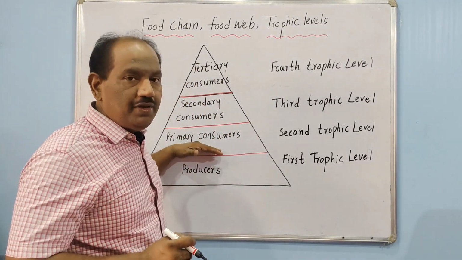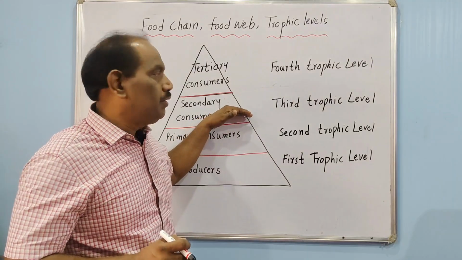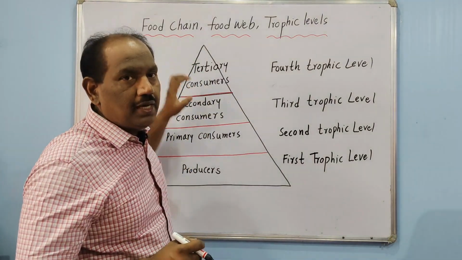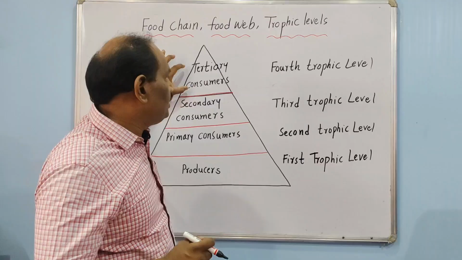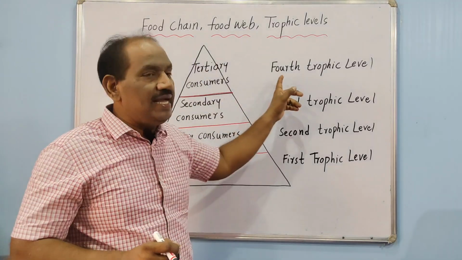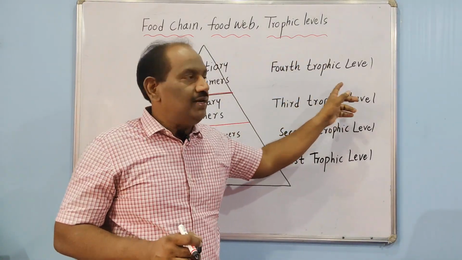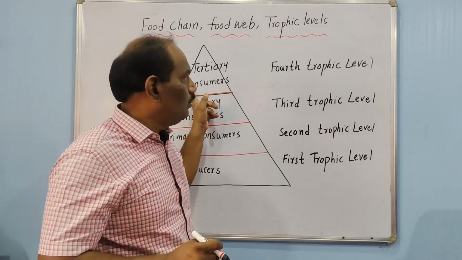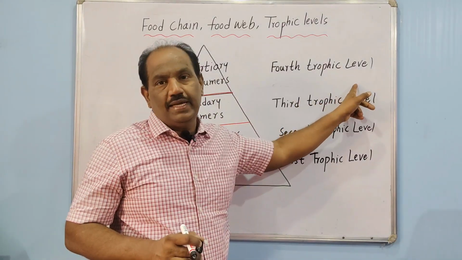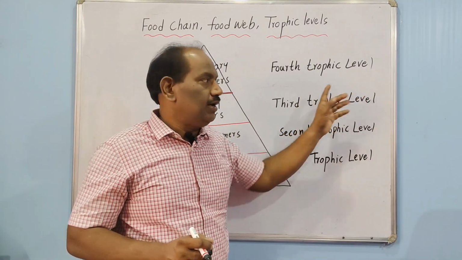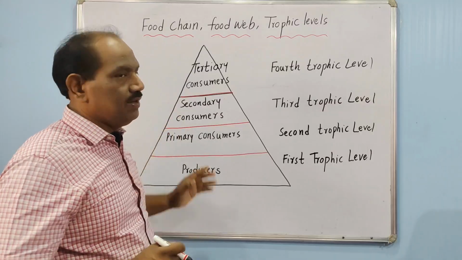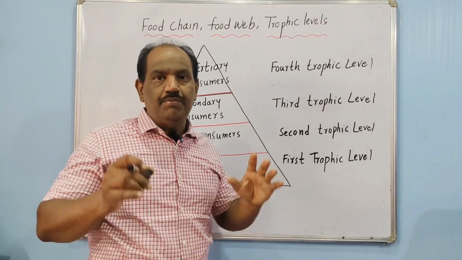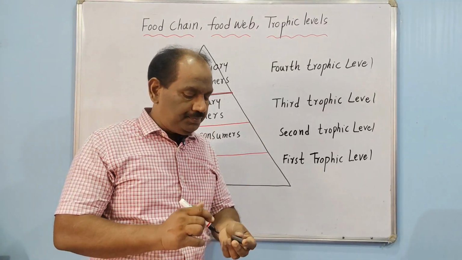ఉత్పత్తిదారులు, ప్రథమ వినియోగదారులు, ద్వితీయ వినియోగదారులు, తృతీయ వినియోగదారులు. Remember that tertiary consumers are at fourth trophic level. తృతీయ వినియోగదారులు నాలుగవ ట్రాపిక్ లెవెల్ దగ్గర ఉంటారనే విషయం గుర్తుపెట్టుకోవాలి. దీస్ ఆర్ ద డిఫరెంట్ ట్రాపిక్ లెవెల్స్ ఆఫ్ ద ఎకోసిస్టమ్ ఆఫ్ ద ఫుడ్ చైన్.